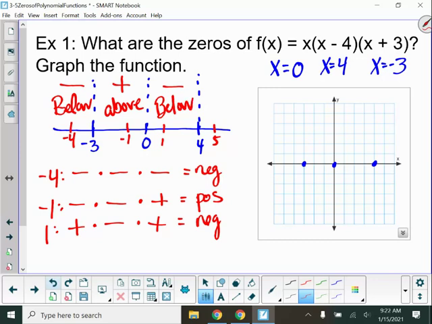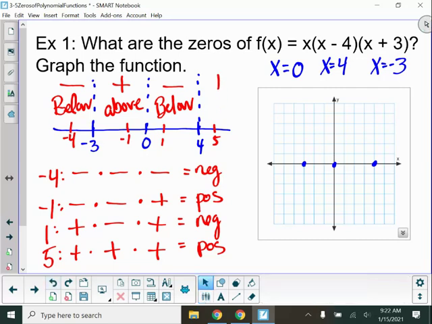And then when I plug in the 5, I have a positive out in front. 5 minus 4 is a positive. 5 plus 3 is a positive. So I'm going to get a positive value there. And it is above.